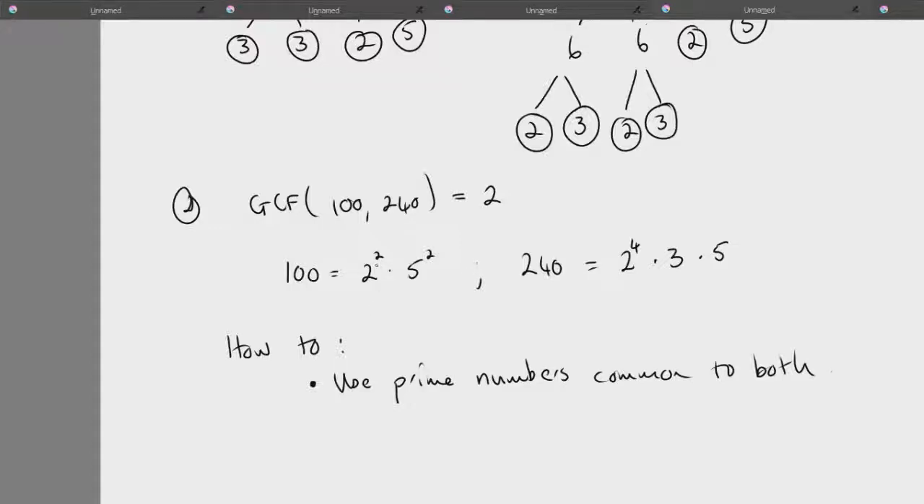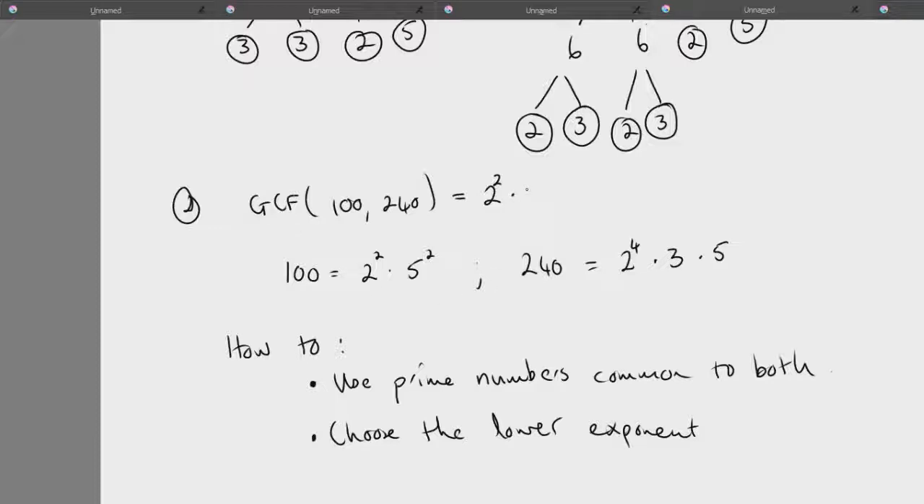Then, how do I choose the power of 2? In other words, how many 2's can I have in here? I'll choose 2, because any more, and this GCF won't fit in here anymore. So I'd have to choose the lower of the exponents. If I use a 4 there, I can fit into 240, but not 100. And it has to be a common factor.